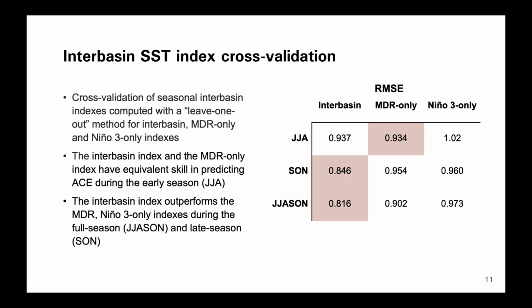So to do this, we compute a cross-validation of the seasonal interbasin indices using a leave-one-out method, so that we can test the predictive skill of the model. So linear regression models of the interbasin index, an MDR SST anomaly only index, and a Nino 3 SST anomaly only index are computed.